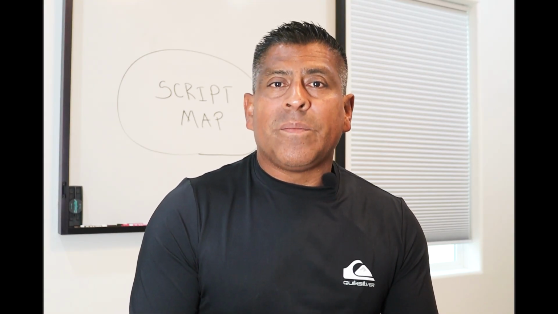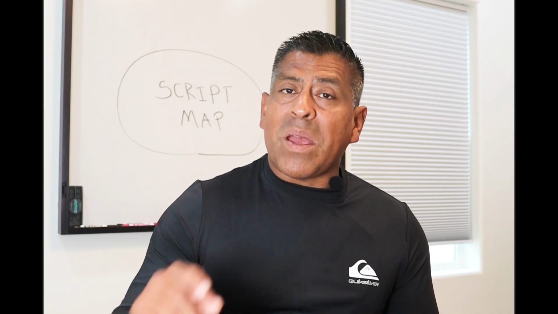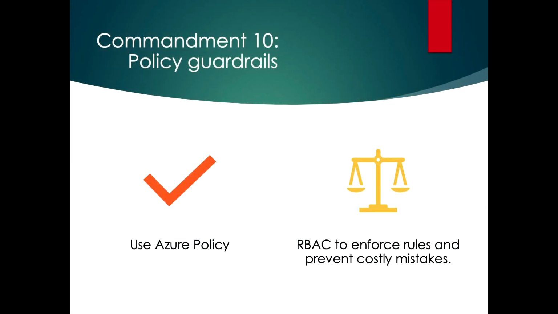Hopefully I'll be able to do that for you and show you, but that's one of the commandments that I'm adding here. Use AI for anomalies. It's going to be much easier and much faster for you to find anomalies. So that's commandment number 9. We're looking at AI for anomalies. And last but not least, commandment number 10. Commandment number 10 is policy guardrails.